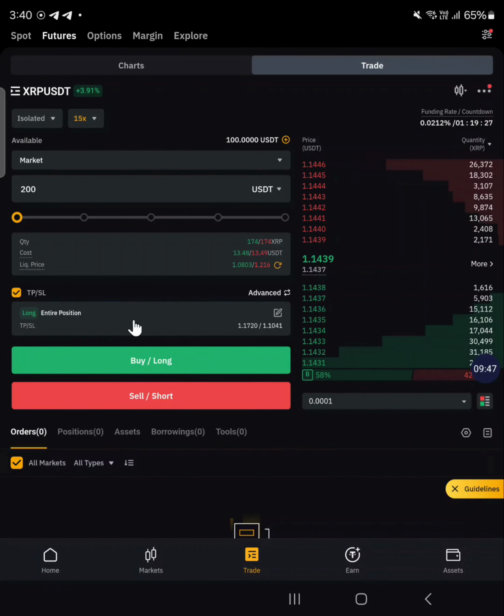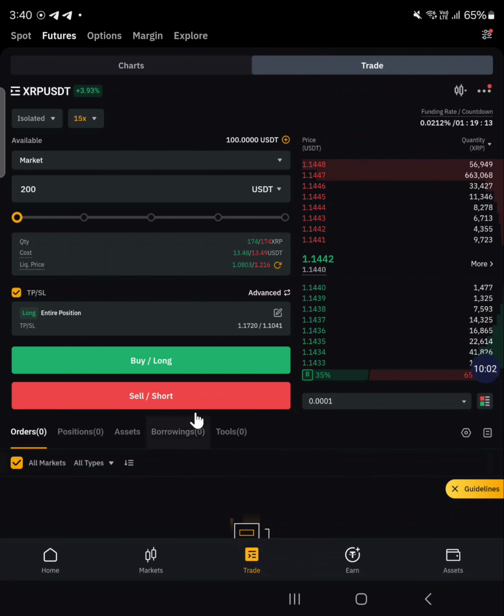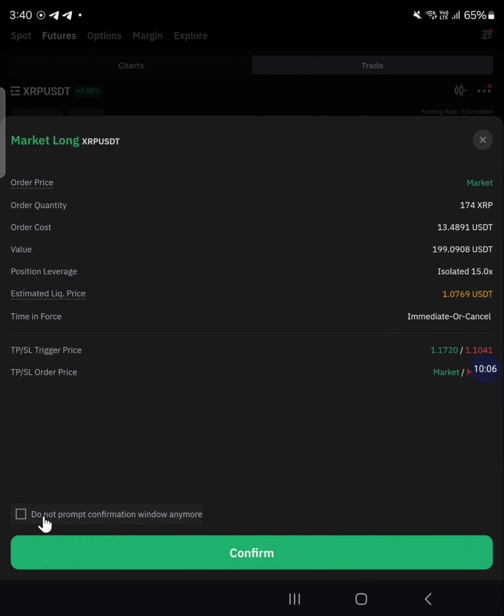You see? Now, if I am going long, I have my stop loss and take profit activated. I can actually adjust it. You see my stop loss is bigger on ROI than my take profit because I'm just doing it randomly. So I'll click on buy. You will see it say do not prompt confirmation window anymore. No, I want to confirm, please. I want to see it confirm perfectly.